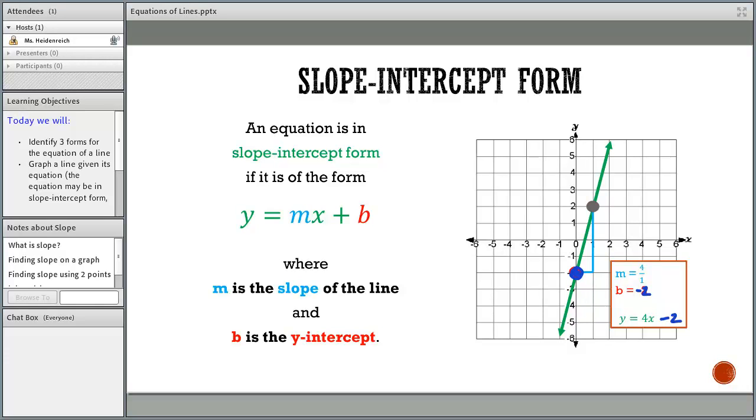And then the slope is, of course, rise over run. So we're going from that blue point up 4, and we're going right 1. And so that turns into a positive slope of 4 over 1. Okay, so we see that here with the 4 as a coefficient of x.